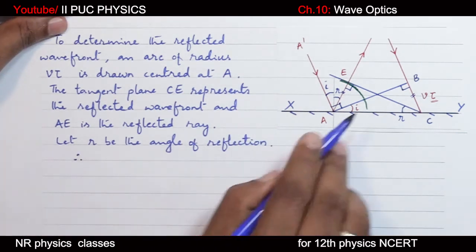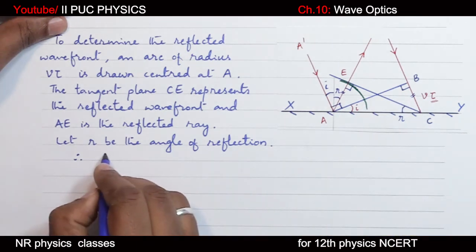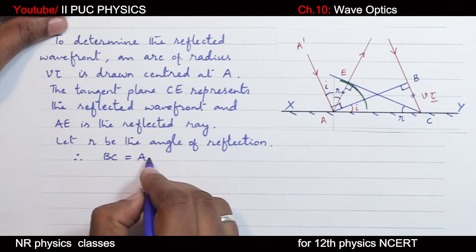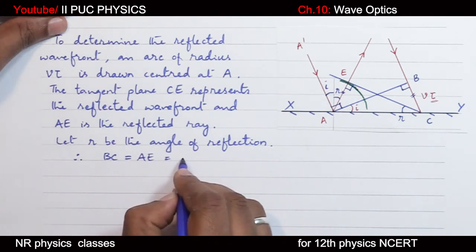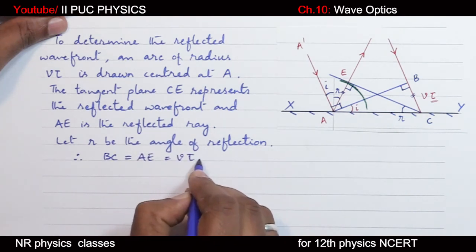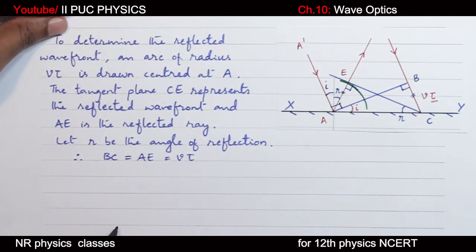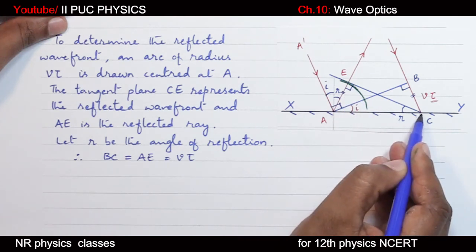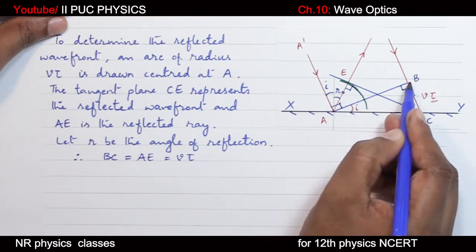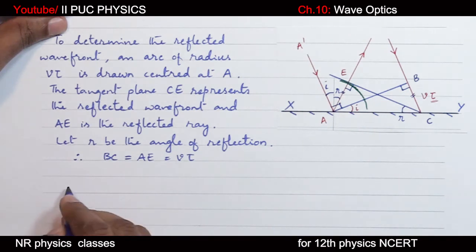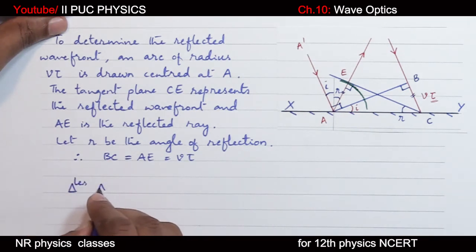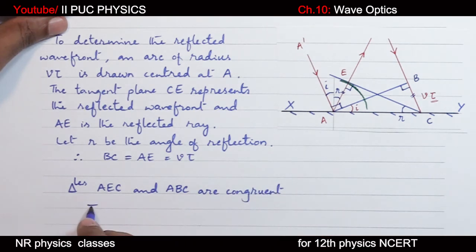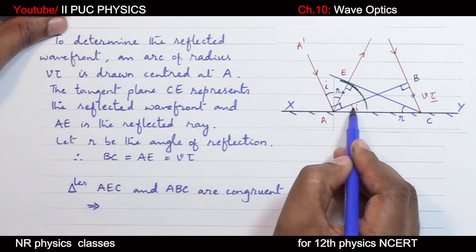Therefore, length BC equal to AE equal to V tau. AEC and ABC are congruent triangles. This implies these two angles should be the same.